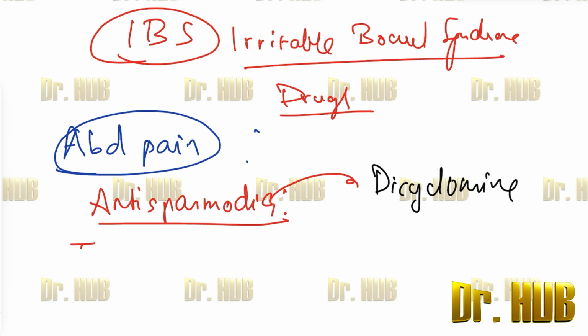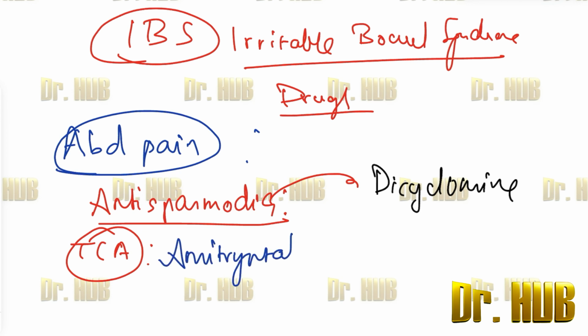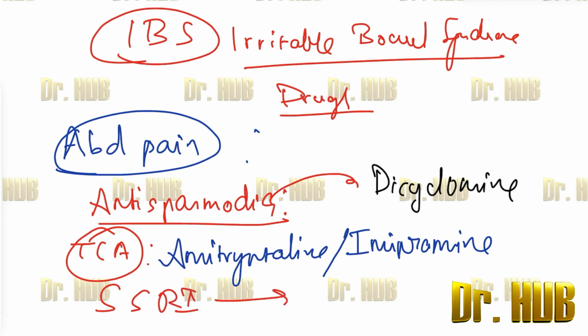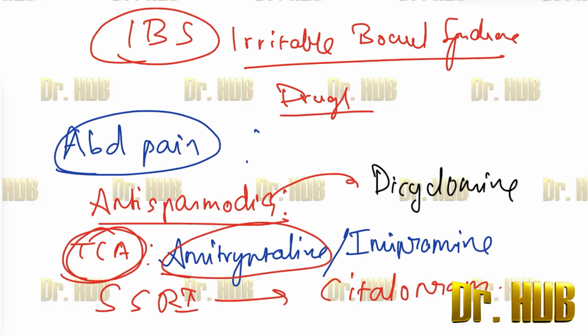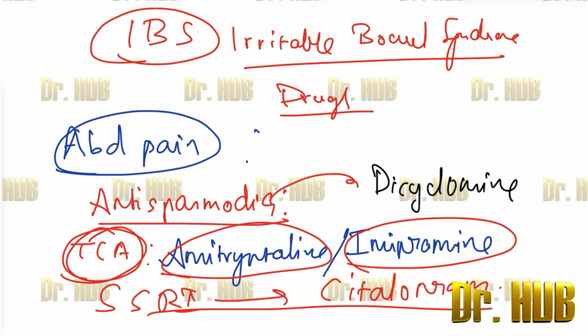Next comes the TCA variety. TCA stands for the tricyclic antidepressants. This includes amitriptyline as well as imipramine. Next is the SSRI, the commonly used one being citalopram. So for abdominal pain: antispasmodics, that is dicyclomine; tricyclic antidepressants such as amitriptyline and imipramine; and SSRIs such as citalopram.